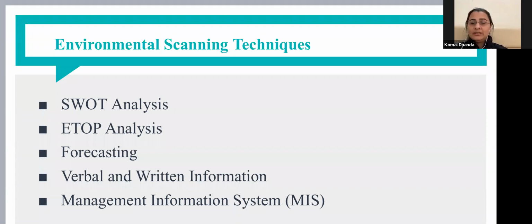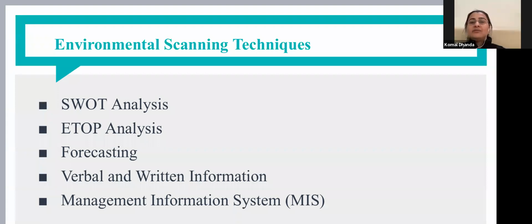First is SWOT analysis, which we covered in the last class. SWOT stands for strengths, weaknesses, opportunities and threats. We know how it is conducted: S and W are related to the organization, and opportunities and threats are related to the macro environment, right? This we have covered in the last class.